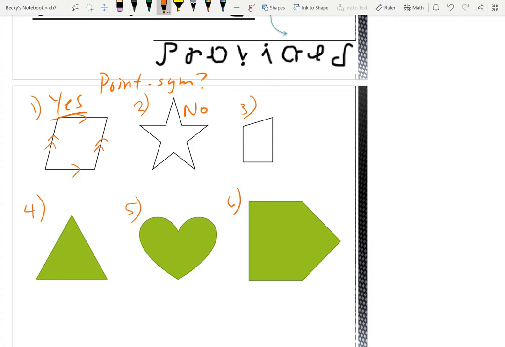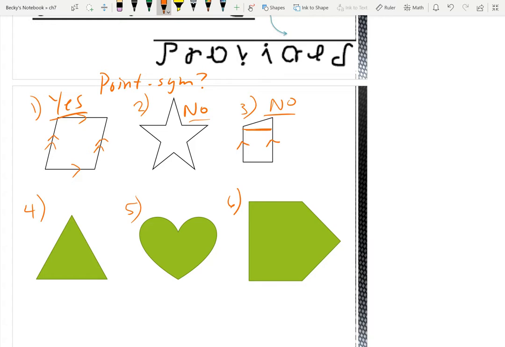Now, on the next one. This is not a parallelogram. These two sides are parallel, but these two sides are not parallel. So if you were to rotate it, this side would go to here, and then that would go here. So it would be something like that. Or I think it actually goes the other way, like that. So, no, it does not have point symmetry.